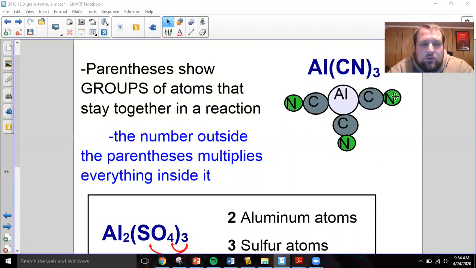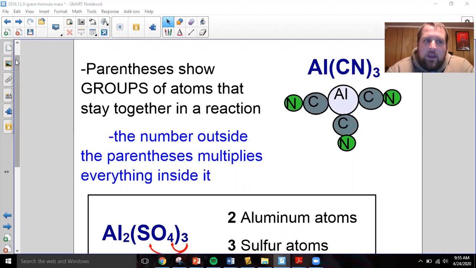And before we get to the new notes, I wanted to remind you about parentheses in formulas because they can make finding the formula mass just a tiny bit complicated, not really, but just as a reminder. So remember, parentheses show groups of atoms that stay together in a reaction. So they're like the polyatomic ions from Table E. When you look at this formula over here, Al(CN)3, this means there's three groups of CN, cyanide ion, attached to an aluminum atom. So there's one CN, there's another CN, there's another CN. So this is one way to visualize it.